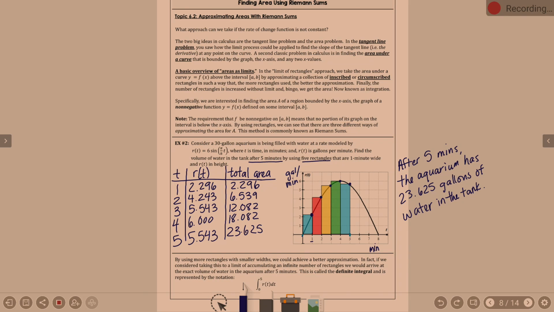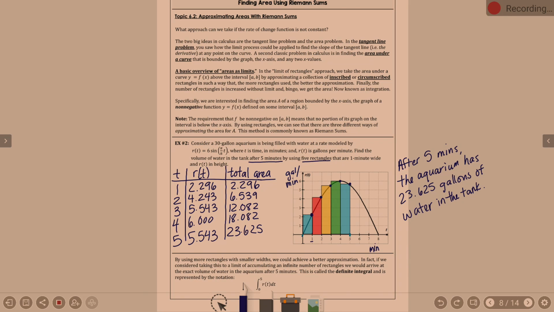In fact, if we consider taking this to a limit of accumulating an infinite number of rectangles, we would arrive at the exact volume of water in the aquarium after 5 minutes. This is called the definite integral and is represented by this notation at the bottom of your paper. That squiggly is what we're eventually going to know as an integral sign.